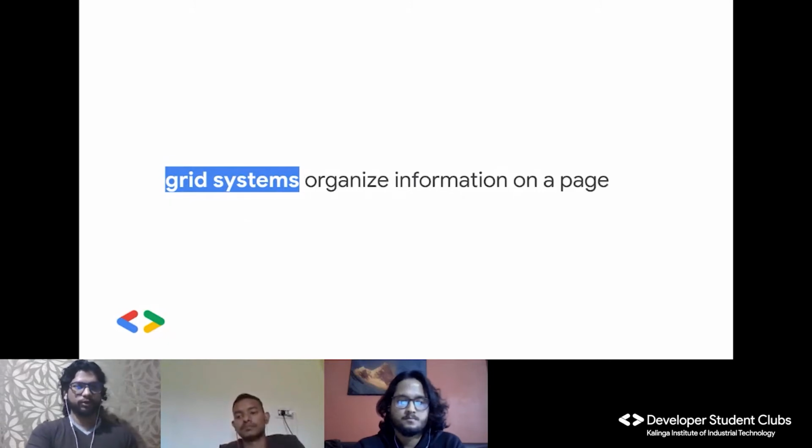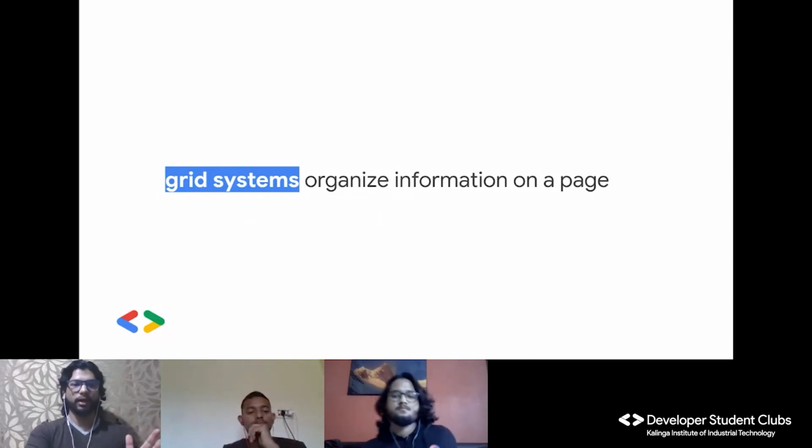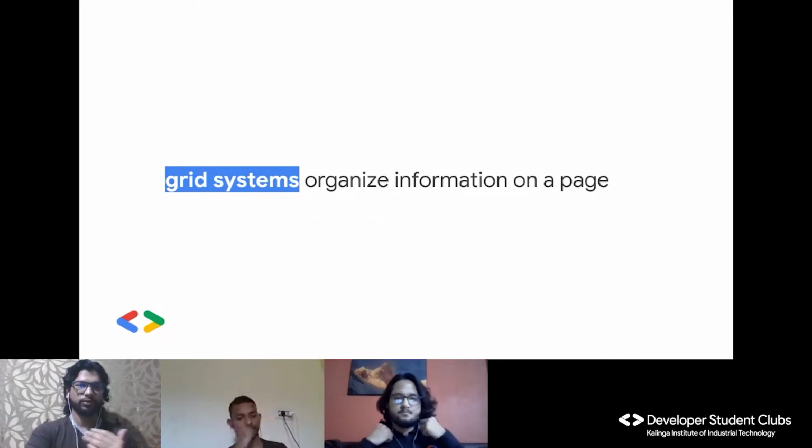Grid systems are also used to organize the information on a page, like we have seen. Next we're going to see an example of a grid system. It will be more clear. The example we saw in the previous one, the information hierarchy, is the same example.